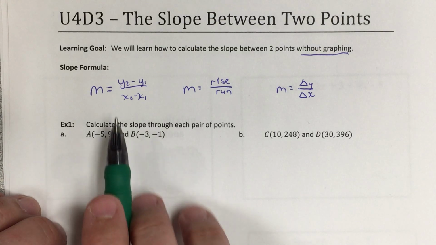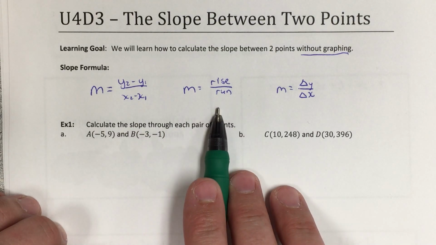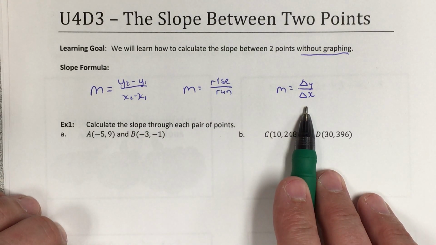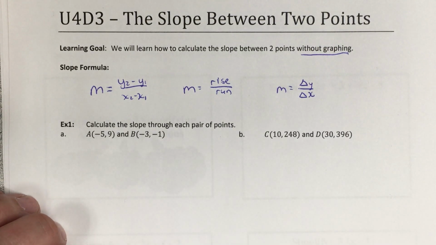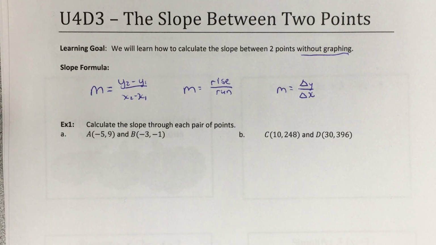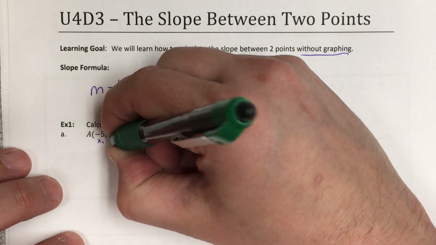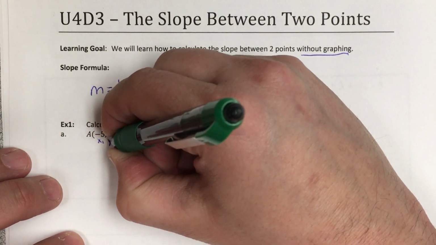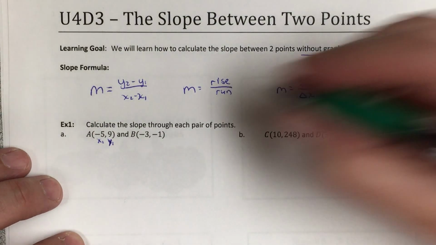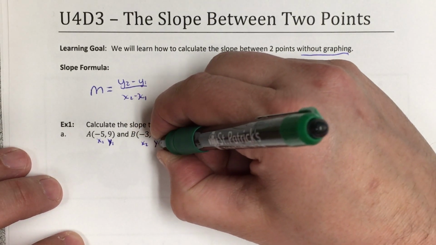So normally you would use this when you have coordinates, this off of a graph, and this with a table of values. But you can use any of them anywhere really because it's all kind of the same thing. So for the first one, it says calculate the slope through each pair of points. So I'm going to call this x1 and y1, and the second one is going to be x2 and y2.